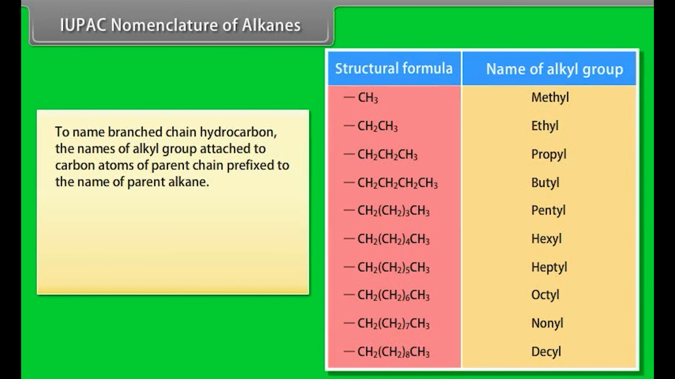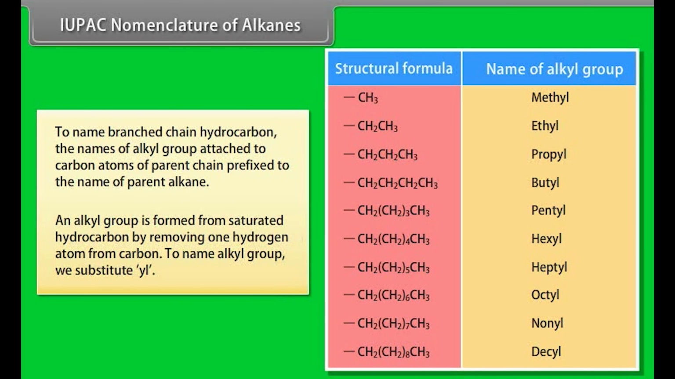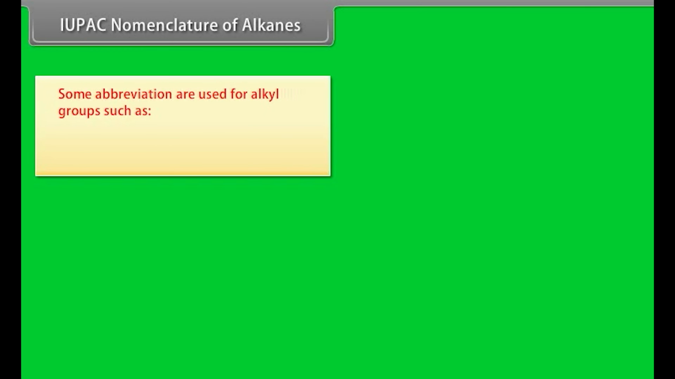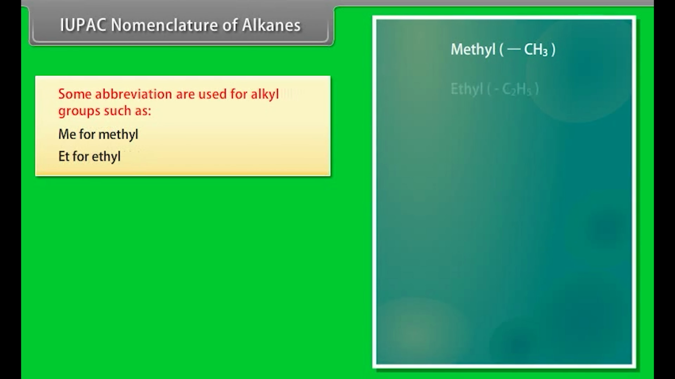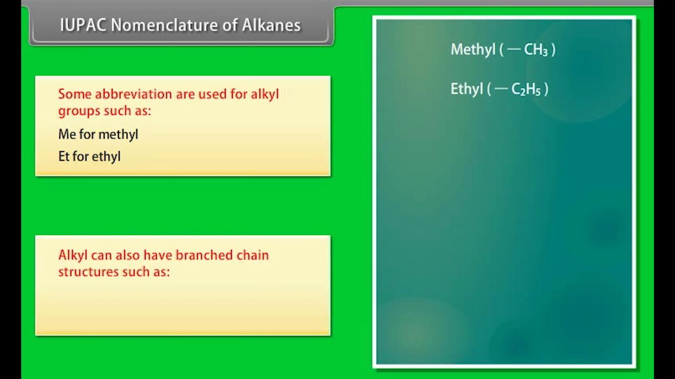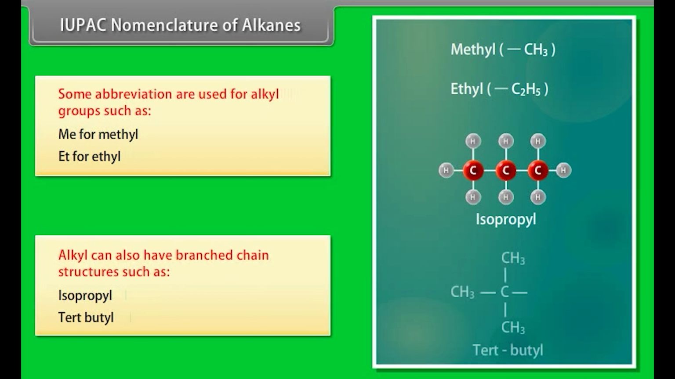To name a branched chain hydrocarbon, the names of alkyl groups attached to carbon atoms of the parent chain are prefixed to the name of the parent alkane. An alkyl group is formed from a saturated hydrocarbon by removing one hydrogen atom from a carbon. To name an alkyl group, we substitute -yl. Some abbreviations are used for alkyl groups, such as Me for methyl, Et for ethyl. Alkyl groups can also have branched chain structures such as isopropyl, tert-butyl.